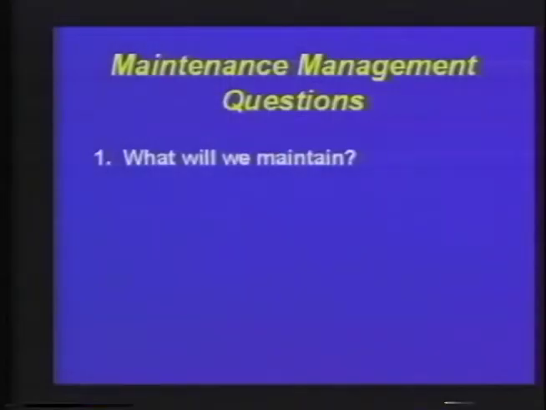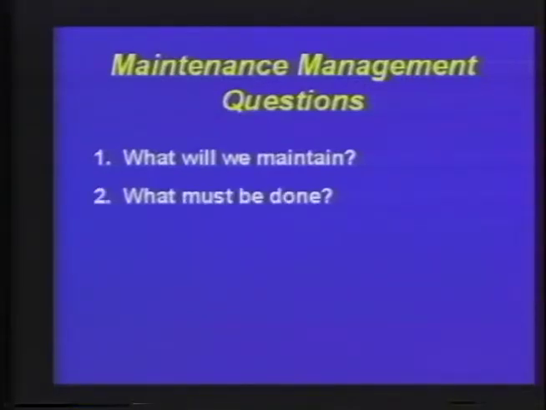Now, there are some questions that have to be asked relative to planning and scheduling maintenance work orders. On page number 5, I've listed the 6 key questions that a planner scheduler of the maintenance work order system would address. The first one is, what will we maintain? Well, the answer to that comes from function 1, which is our equipment or asset listing.